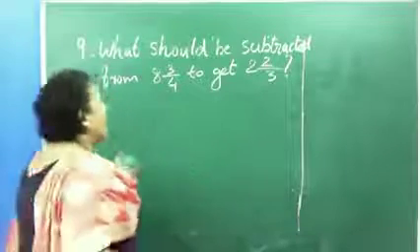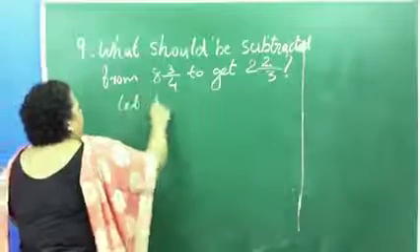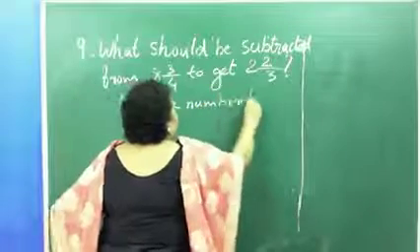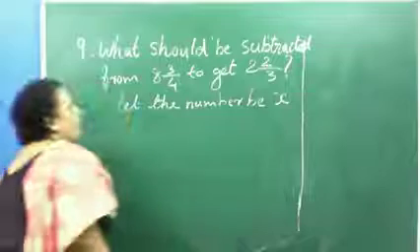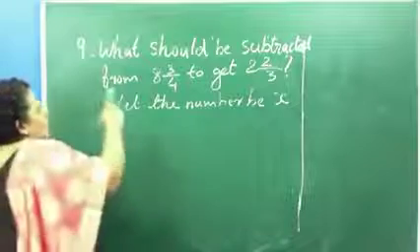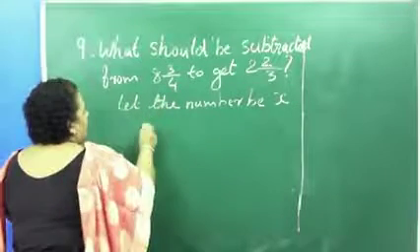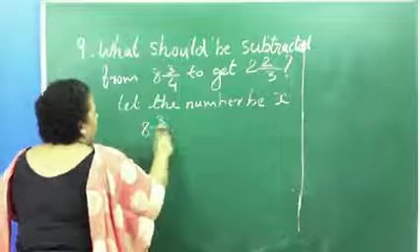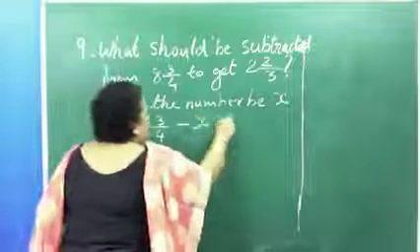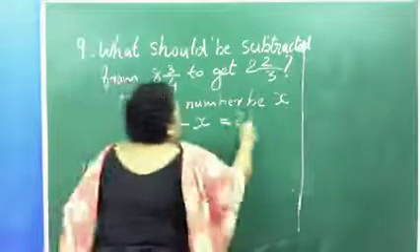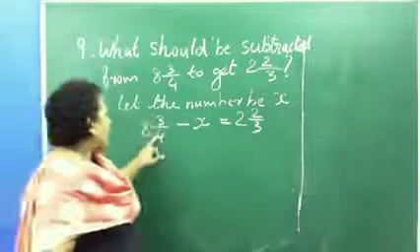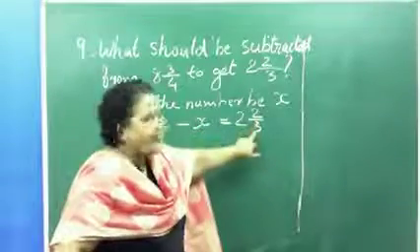Let the number be x. We will take that number as the unknown number x. Okay, so what should be subtracted from this? The first number you have to write is 8 3 by 4, and x is subtracted from it. That is equal to 2 2 by 3. So 8 3 by 4 minus x is equal to 2 2 by 3.